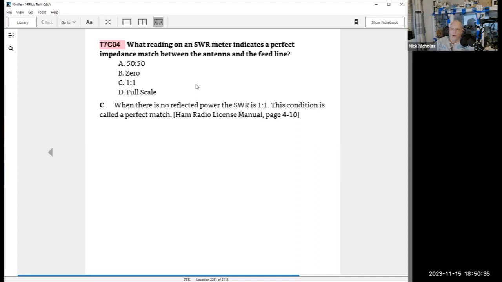What reading on an SWR meter indicates a perfect impedance match between the antenna and the feed line? The answer they give you is 1-to-1. A 1-to-1 SWR would be ideally perfect. In the real world, you'll never get a 1-to-1. You'll get a 1 to 1.01 at the closest. But for most of us, that's a 1-to-1. Okay? So if you have a digital display and it won't go lower than 1 to 1.01, even if it's 1 to 1.05, 1 to 1.1, those are good ranges. Okay?